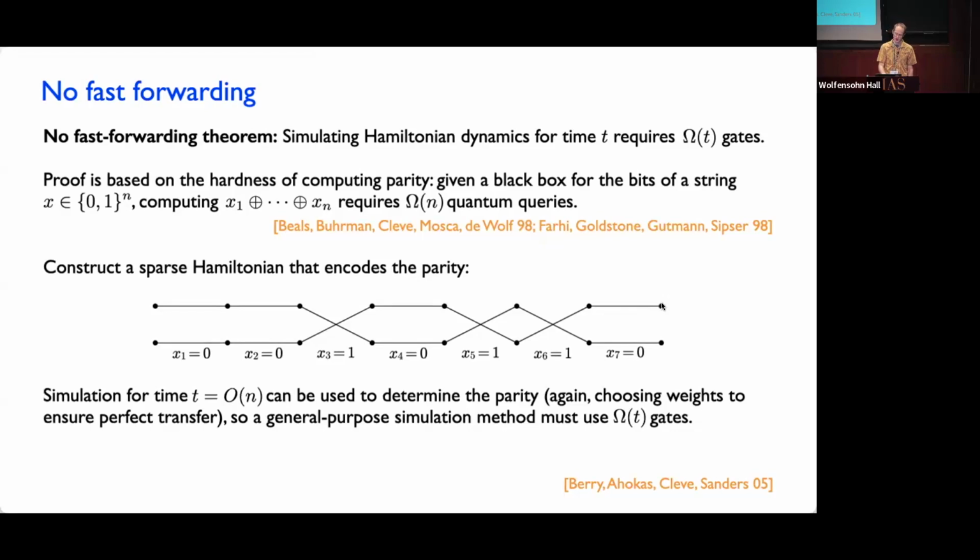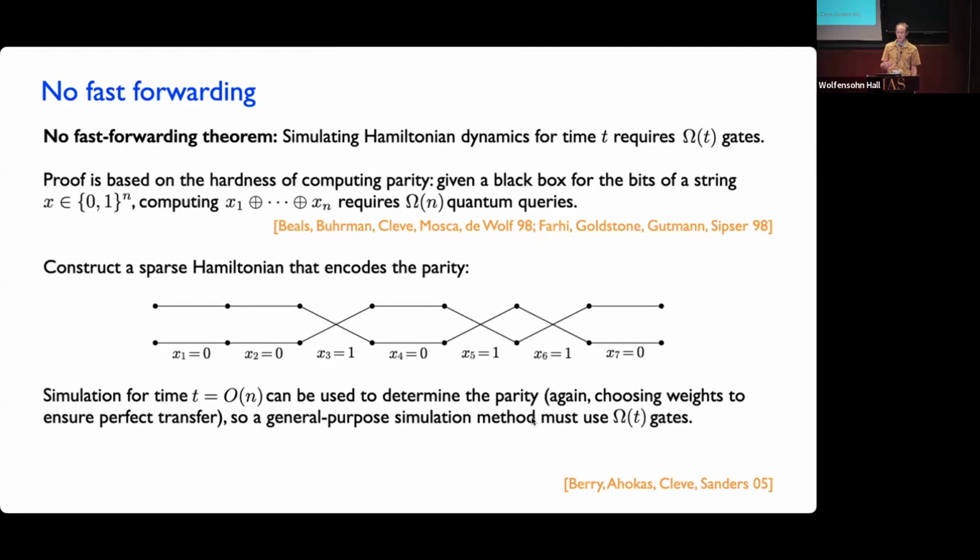And you can do that in such a way that if you evolve this Hamiltonian for time, which is linear in the length of this path, you can solve this parity problem, right? And so what this tells us is that any simulation of the Hamiltonian dynamics has to use a number of gates that's at least linear in n, which in this case is t, right?